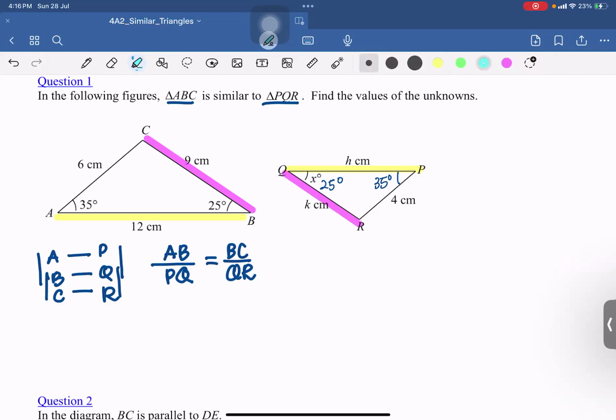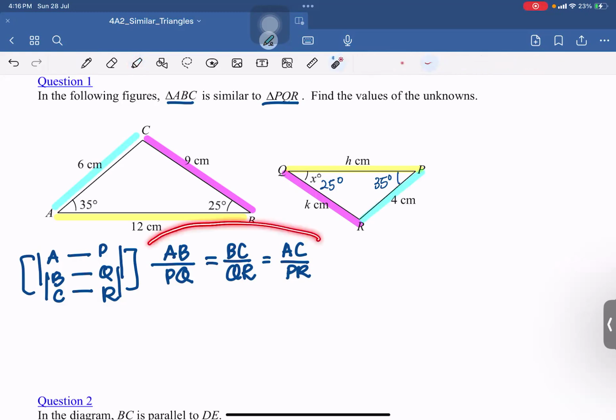And last but not least, one more matching side. In this case, I will have AC with PR. AC is the blue one with PR. When we write the ratios, we must remember all the sides on top are from the same triangle, and all the sides below are from the same triangle. In this case, I have triangle ABC on top and triangle PQR below. So they all belong.